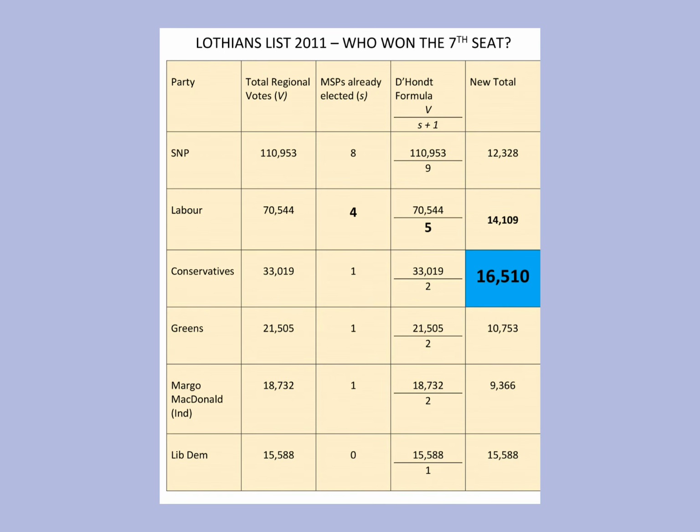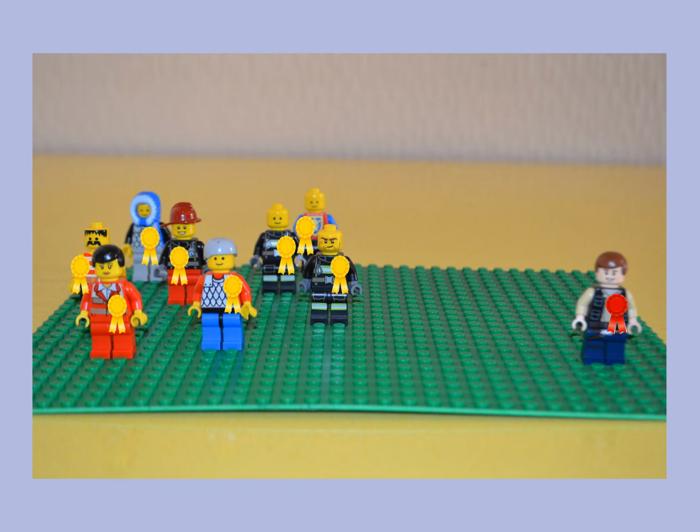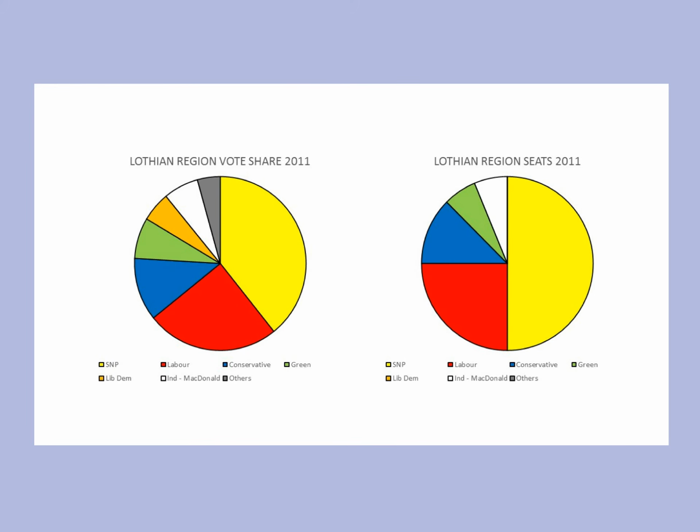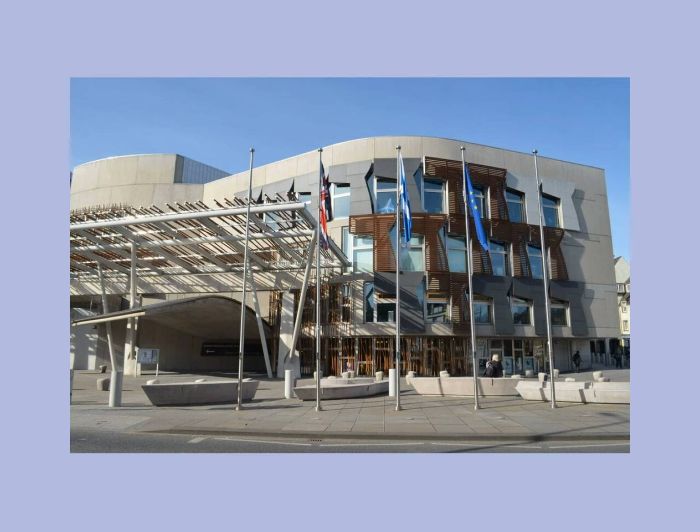Now we can see how those results impact on the Lothians region as a whole. You've got your original constituency winners, 8 SNP and 1 Labour. You now also have another 3 Labour, 2 Conservative, 1 Green and 1 Independent, a grand total of 8 SNP, 4 Labour, 2 Conservative, 1 Green and 1 Independent, which looks much more like the way the vote was shared out. That exercise gets repeated in every region, and that's how we decide who gets to go to Holyrood.